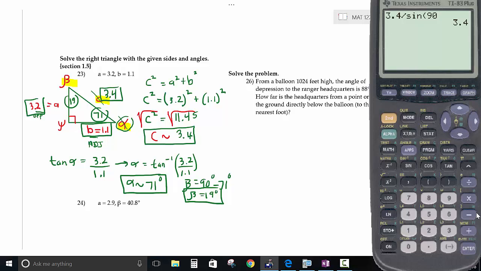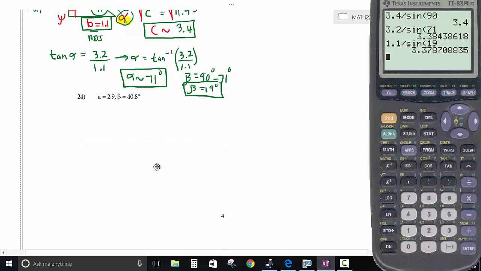Now pick another side. How about 3.2? Divide by the sine of the opposite angle. The angle opposite that side is 71. Pretty groovy. It almost gives the same answer. Technically, it gives the precise answer if everything had infinite decimals in it. Then we got 1.1 divided by the sine of the opposite angle. Be sure you do the sine of the opposite angle. And it goes like that. So you can use that to tell you're right. It doesn't take very long to do that, and it would prepare you for something we do a little bit later in the semester. So that's how you check.